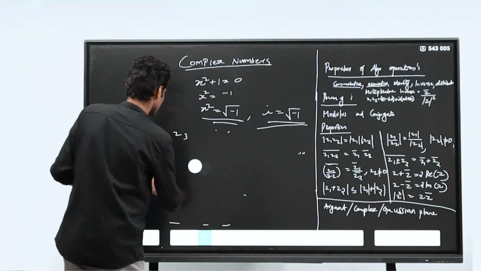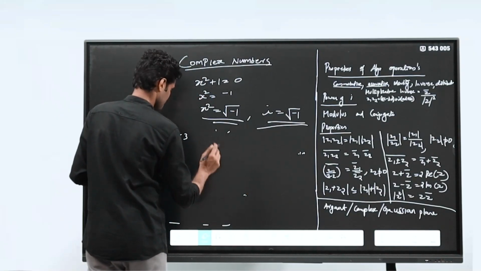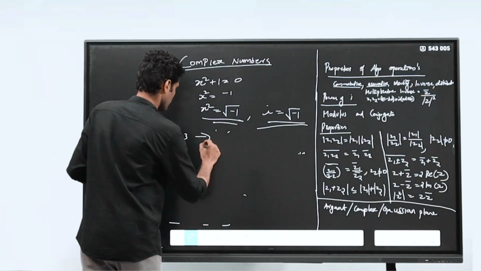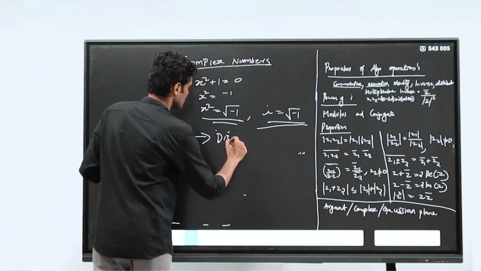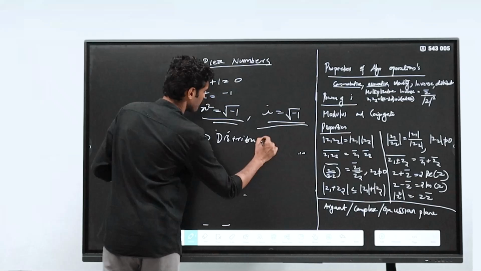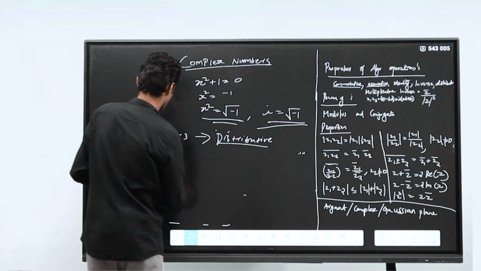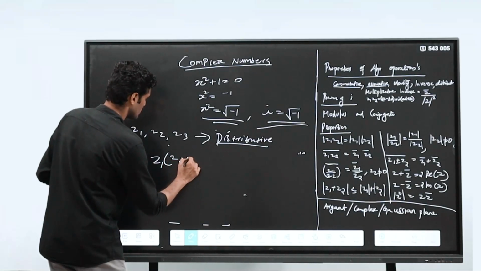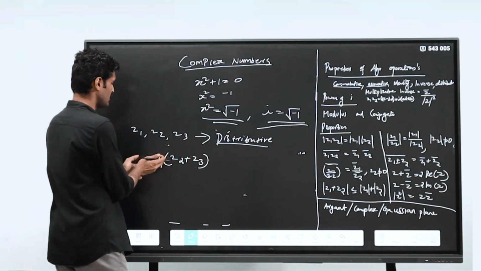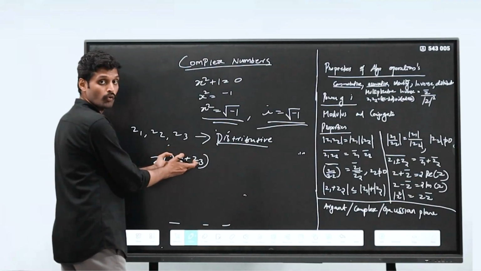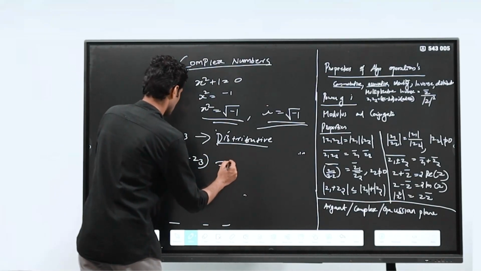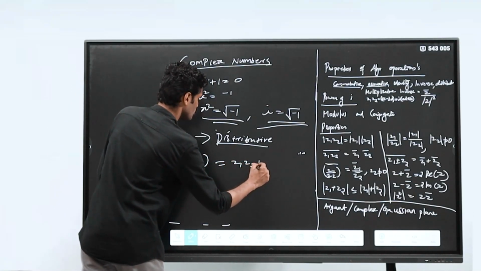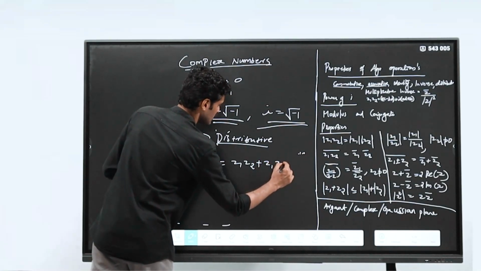Addition and multiplication, we can explain the distributive property. Distributive property. So what is that? Z1 into Z2 plus Z3. We can distribute this multiplication over addition. That is Z1 Z2 plus Z1 Z3.